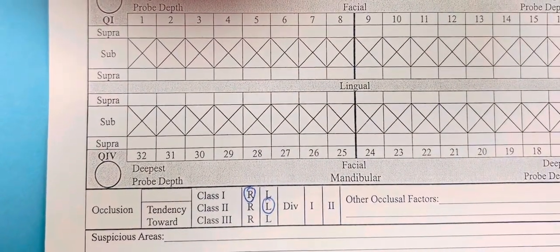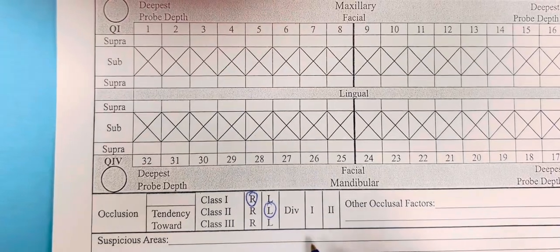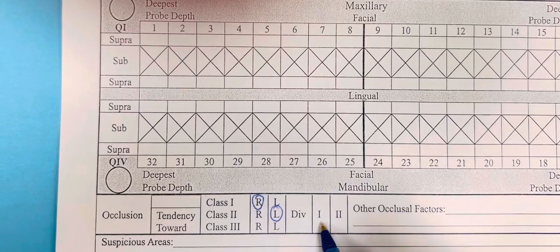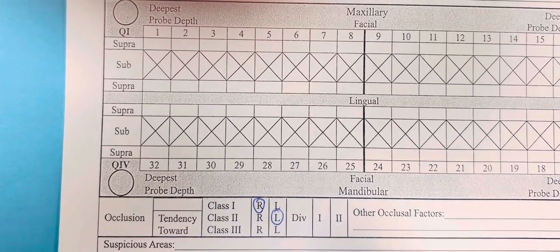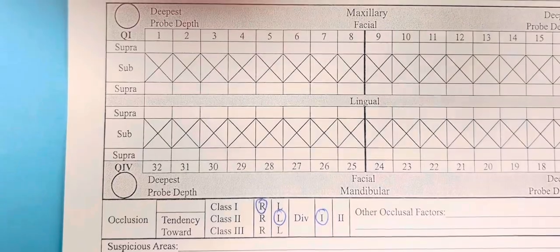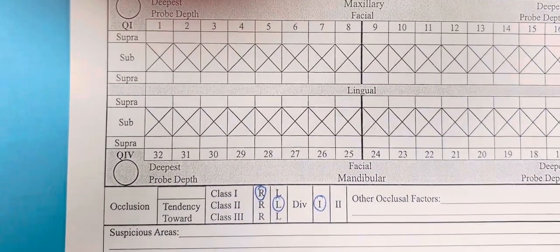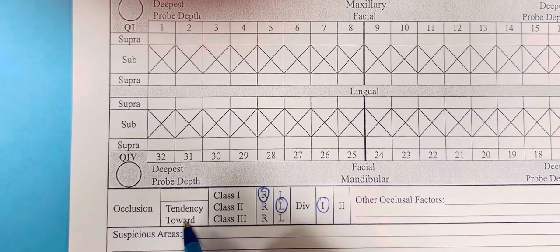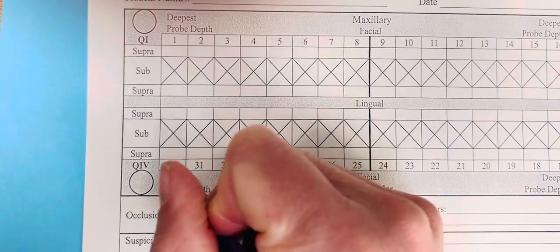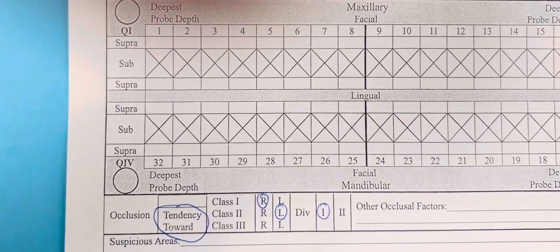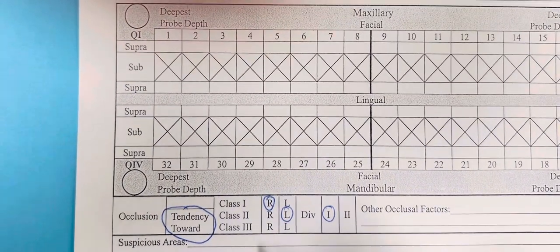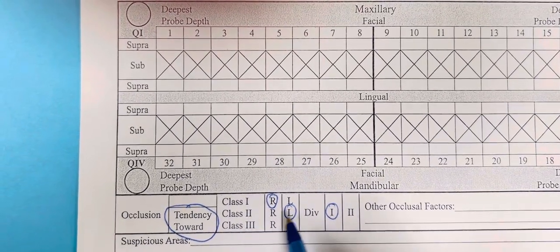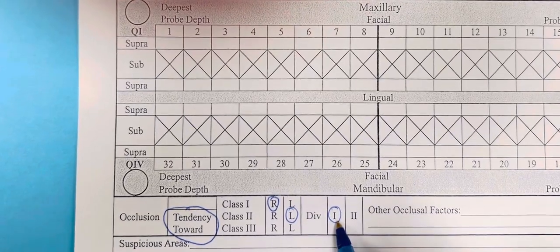If they're class 2, you need to determine which division they are, which is based on the anterior teeth, and you'll decide is it division 1 or division 2. So let's say in this case they are division 1, and you'll also need to determine, are they a true class 2 or are they a tendency towards on that side? So if they're a tendency towards, you can simply circle that also. So this charting reflects that the patient is class 1 on the right side. They are a tendency towards a class 2 on the left side and division 1.